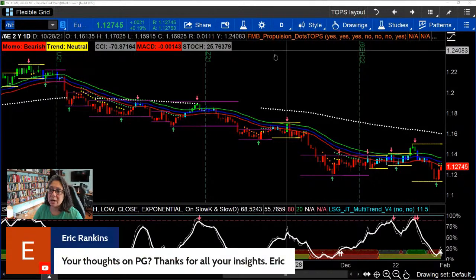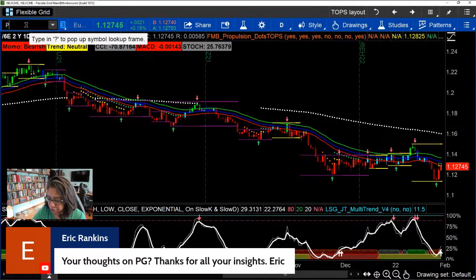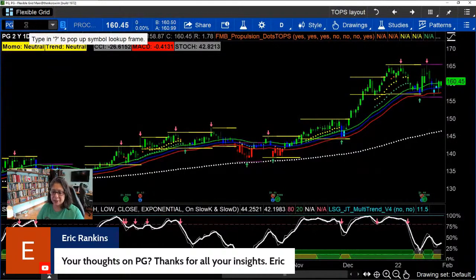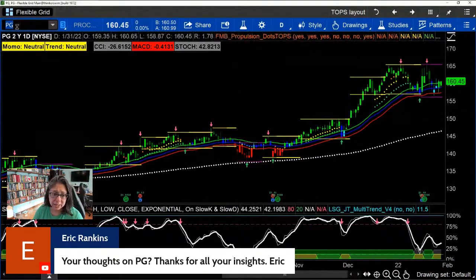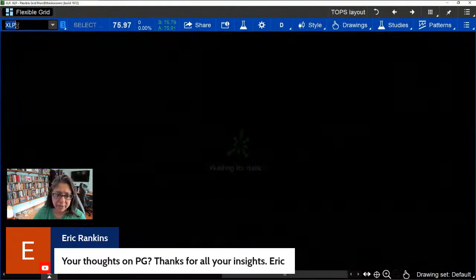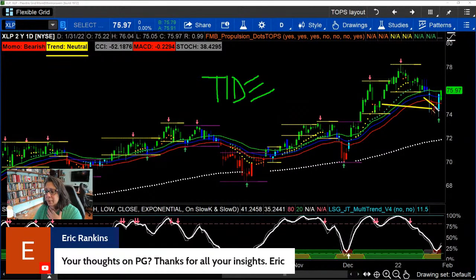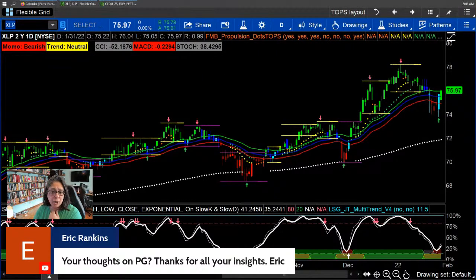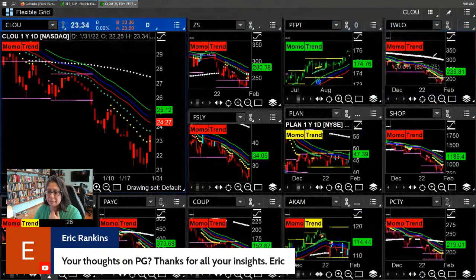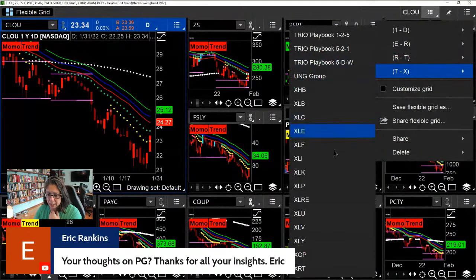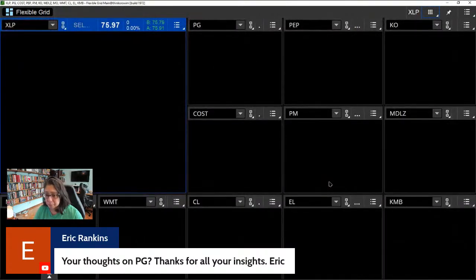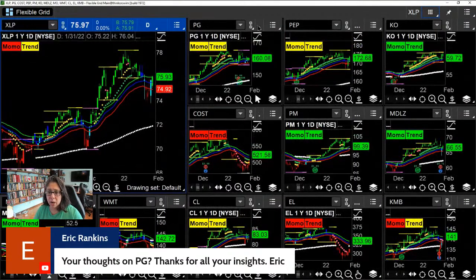All right, what are my thoughts on PG? All right, let's jump into it. Eric, my thoughts on PG are, first of all, this is the number one weighted stock within the XLP, which I don't like in terms of the tide, right? This is kind of a neutral, as you can see here. Neutral trend, neutral tide, moving sideways. However, if I open up XLP, there's my Procter & Gamble number one.